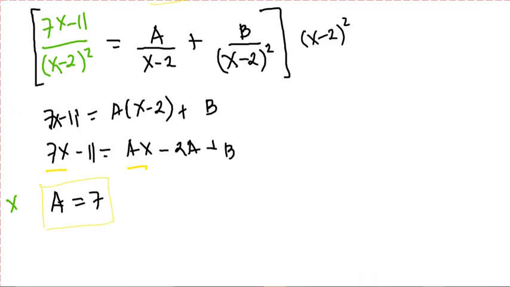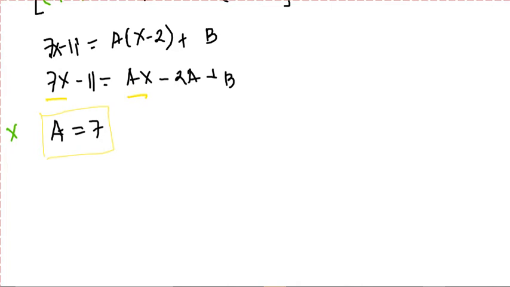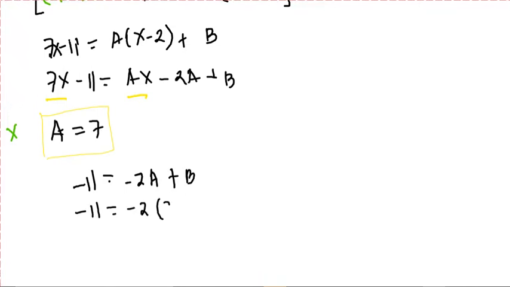Next, for our constants, we have negative 11 is equal to negative 2a plus b. So, let's substitute the value of a. We have negative 11 is equal to negative 2 multiplied by 7 plus b. So, b is equal to negative 11 plus 14. So, that b is equal to 3. So, we can now substitute the values of a and b into our partial fraction.